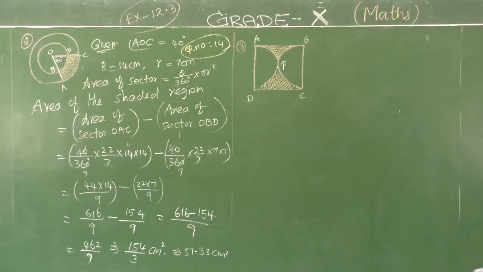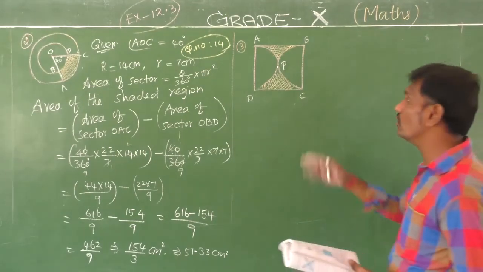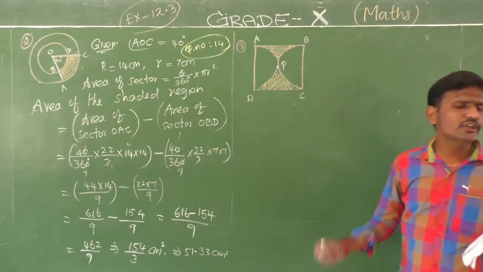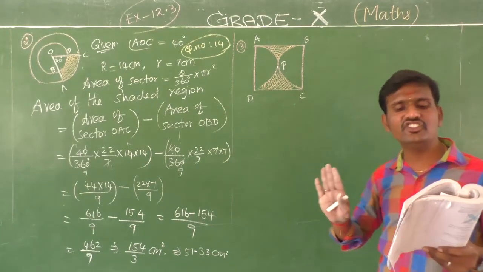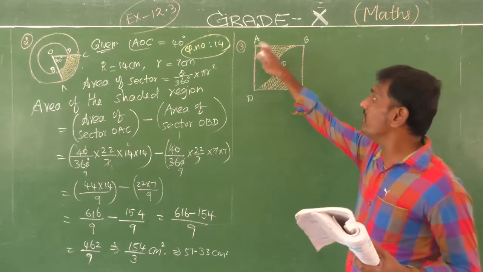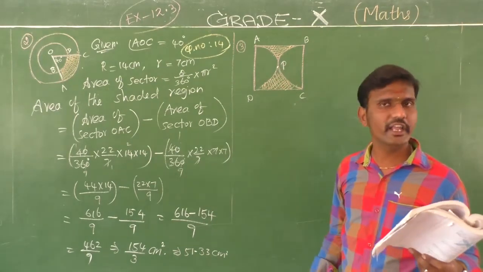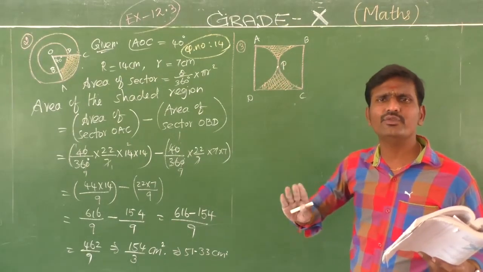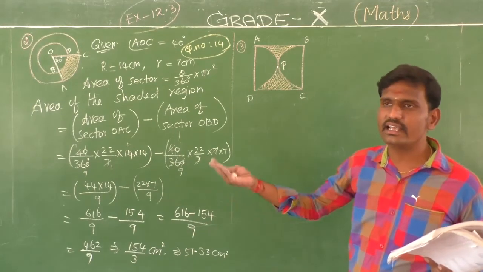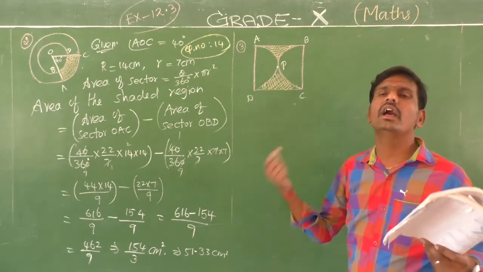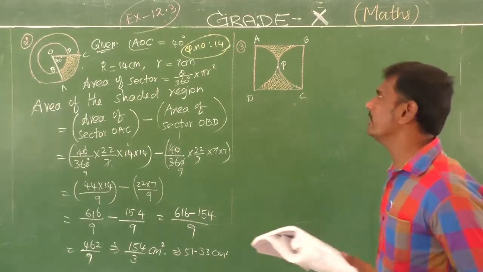Question number 3. So that is also very simple, student. Look at the figure. Find the area of the shaded region in the figure. If ABCD is a square. Already I told you, this exercise is fully square, rectangle, triangle, circle, semicircle, sector. That's like only coming. Okay, fine.